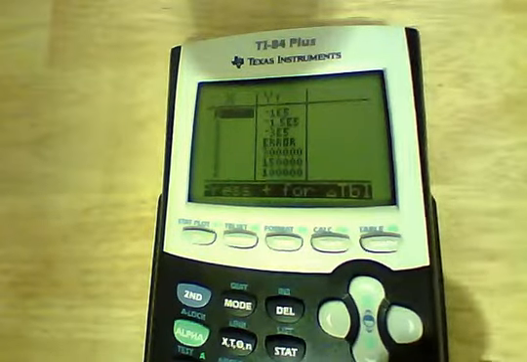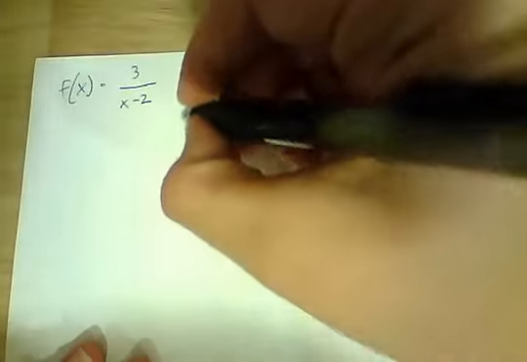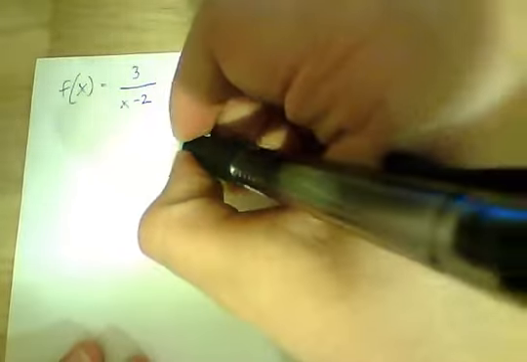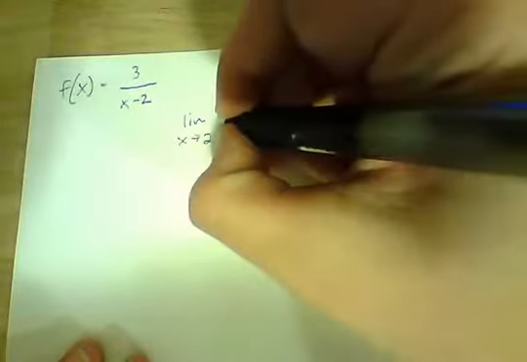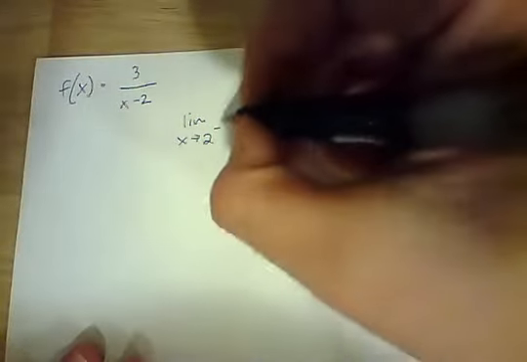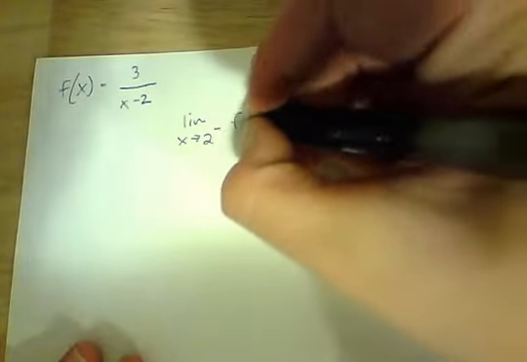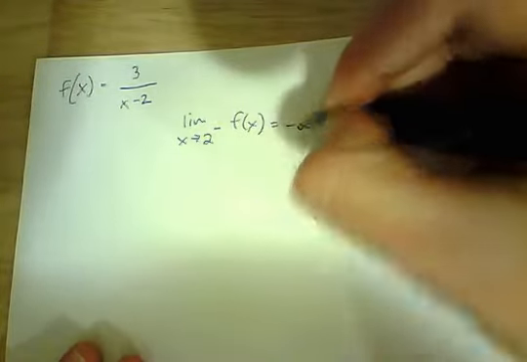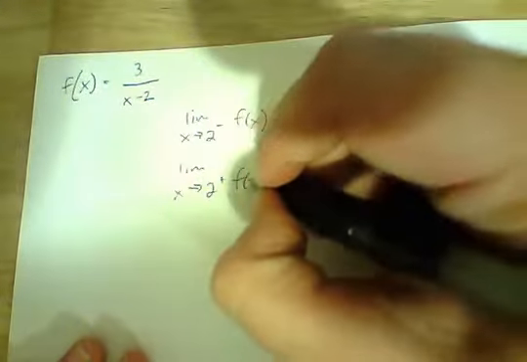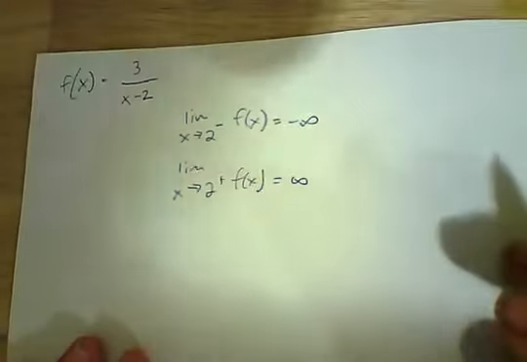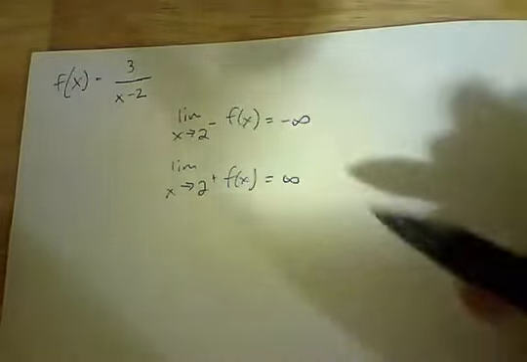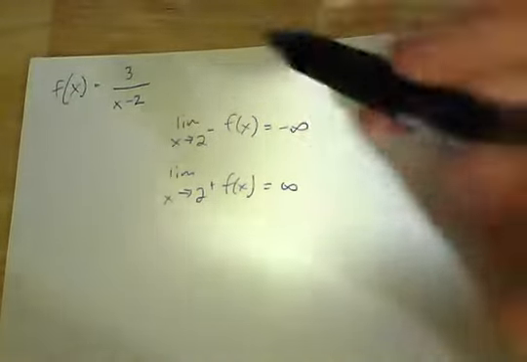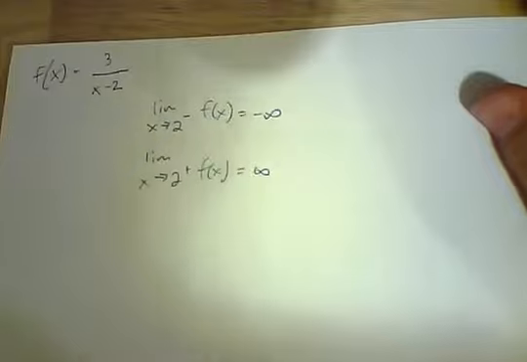And so, here's what we can say. Now that we've looked at it numerically, we can say, as x approaches 2 from the left, of f of x, we would get negative infinity. And the limit as x approaches 2 from the right of f of x, we would get positive infinity. Again, this wouldn't be sufficient if you were trying to prove something numerically; you would have to write out the table. But for the sake of time, I'm not going to write it out because I already showed it to you.